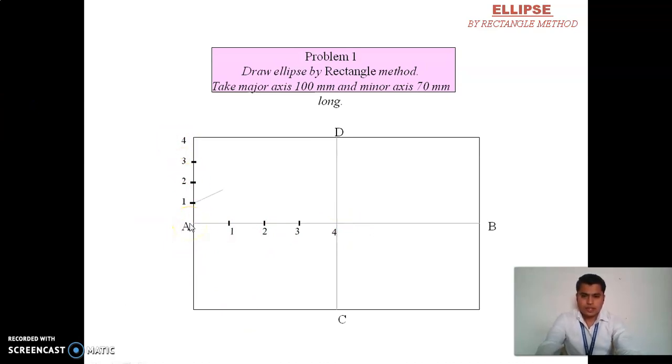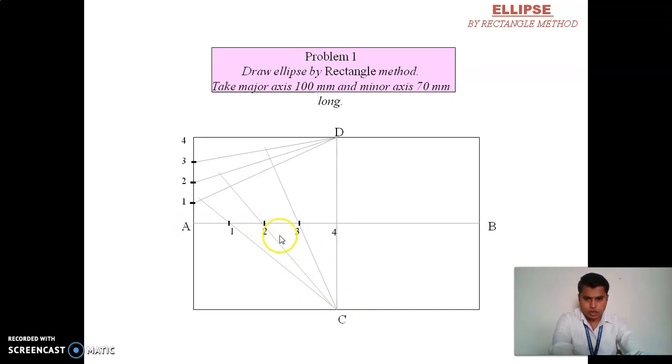Next, you need to join point 1 with D, similarly 2 with D, then 3 with D, and 4 is already connected to D. Now what you need to do, you need to join this point C with this point 1, which is on the horizontal line. Again join C with point 2 which is on the horizontal line. Again join C with point 3 which is on the horizontal line.